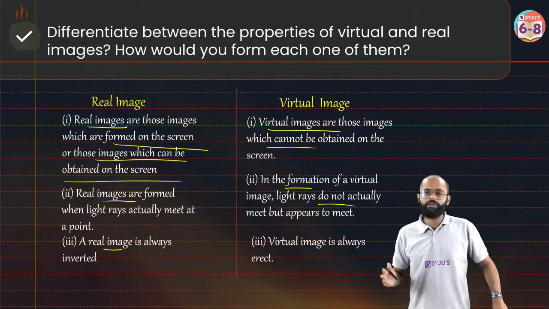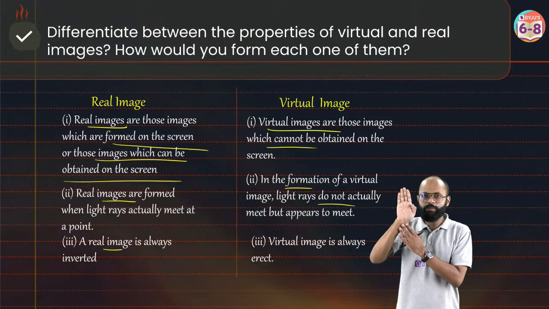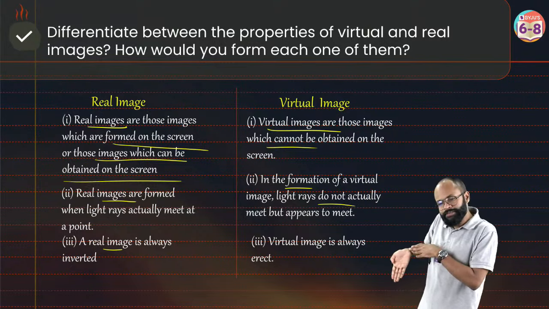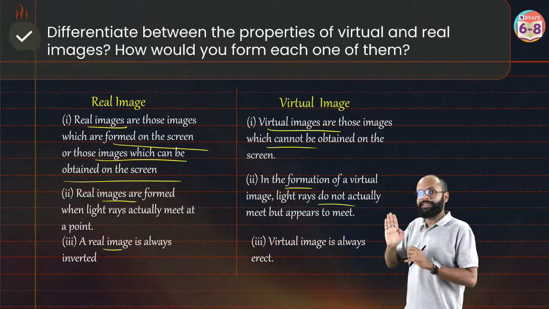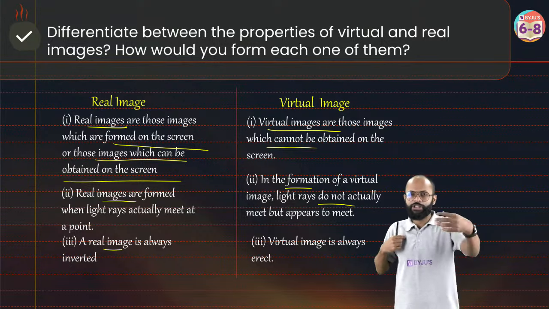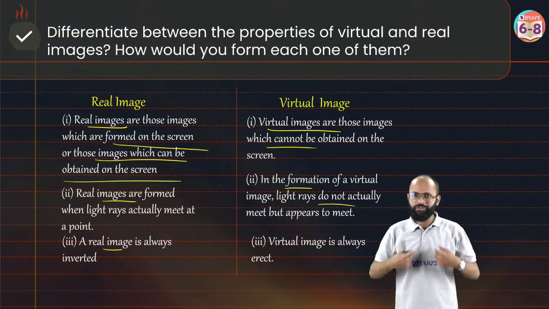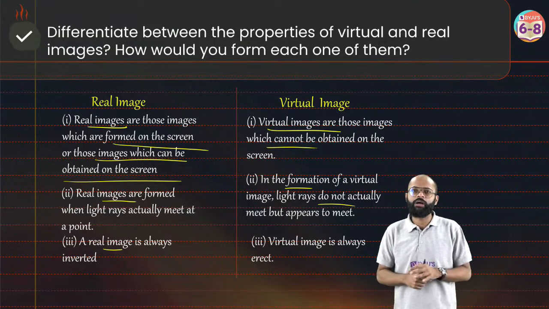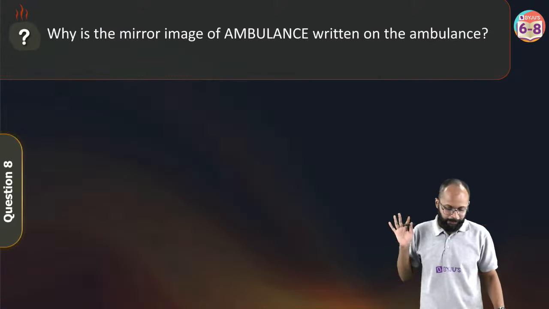A real image is always inverted. Real image na, ulta hota hai. If this is your object, your real image will be something like this. Virtual image is erect. If your object is like this, image will also be like this. Yani ki, if I form a virtual image, my head will be up, my toes will be down. If my real image is formed, mera sar niche hoga, mere pair upar honge. Ulta. Theek hai? Correct. Badhiya.